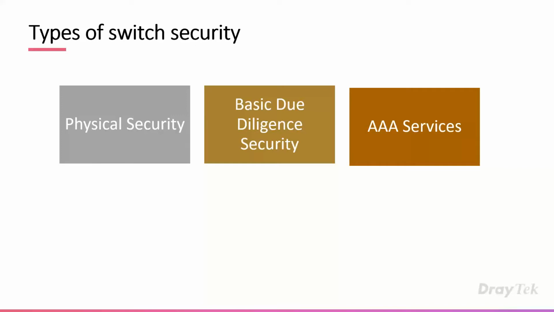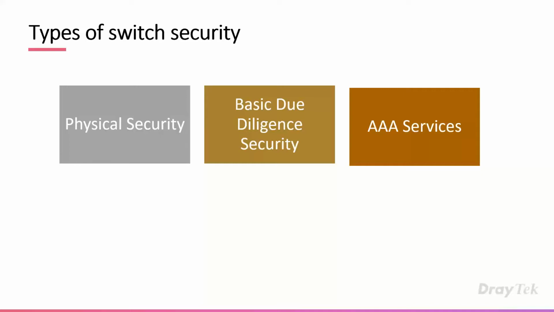We also have AAA services, authentication, authorization, accountability, which is the primary and recommended method for access control, I'd say. All management access, such as SSH or HTTPS, should be controlled with AAA, RADIUS being the widely used method. It is going to be covered in this webinar under 802.1X authentication.